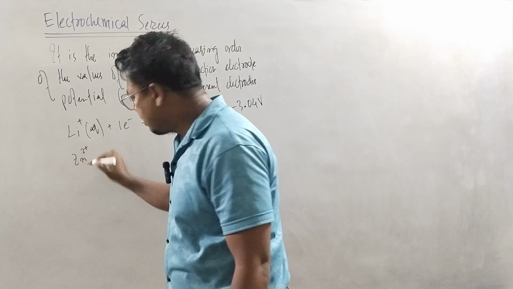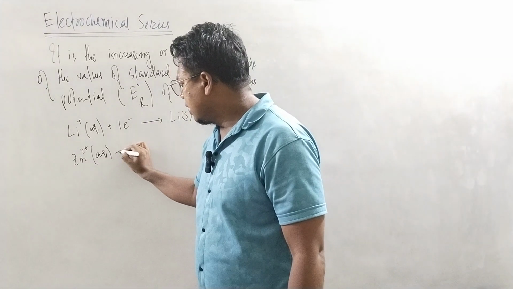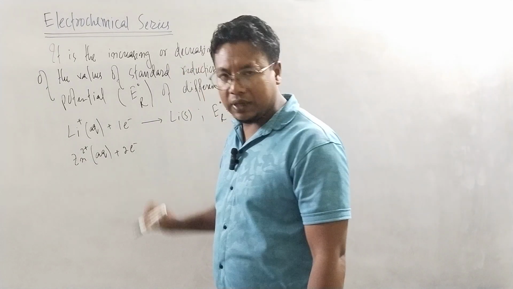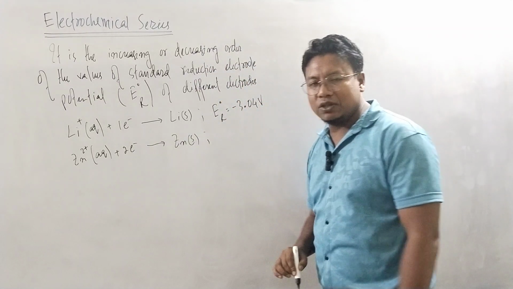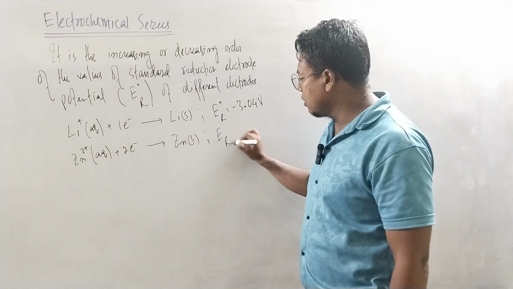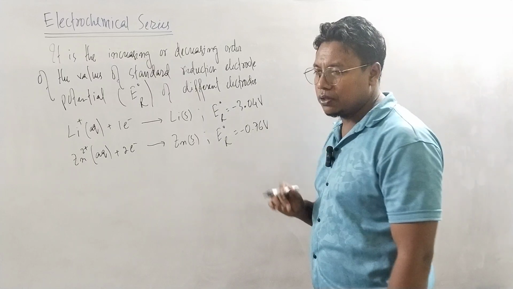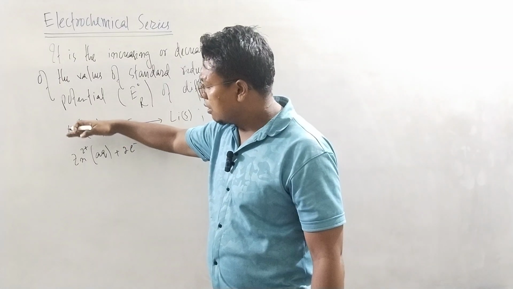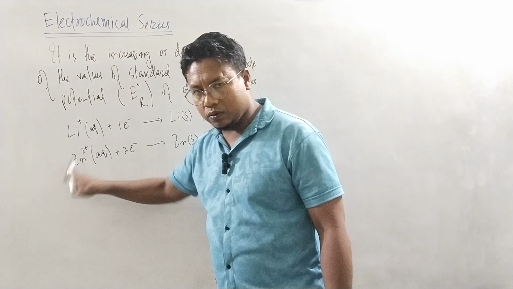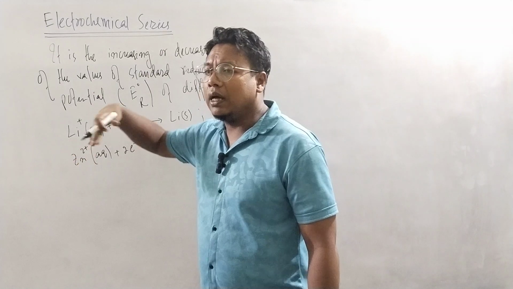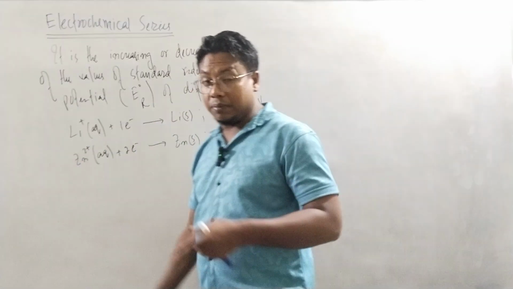And zinc electrode, this is the reaction representing the zinc electrode. Zinc 2 plus aqueous gains 2 moles of electrons to form zinc solid, and the standard reduction electrode potential value for the zinc electrode is minus 0.76 volt. And there are many electrode potential values between these two. दूसरा मेटल्स, बहुत सारे मेटल्स है जो लिथियम एंड जिंक के बीच में है.